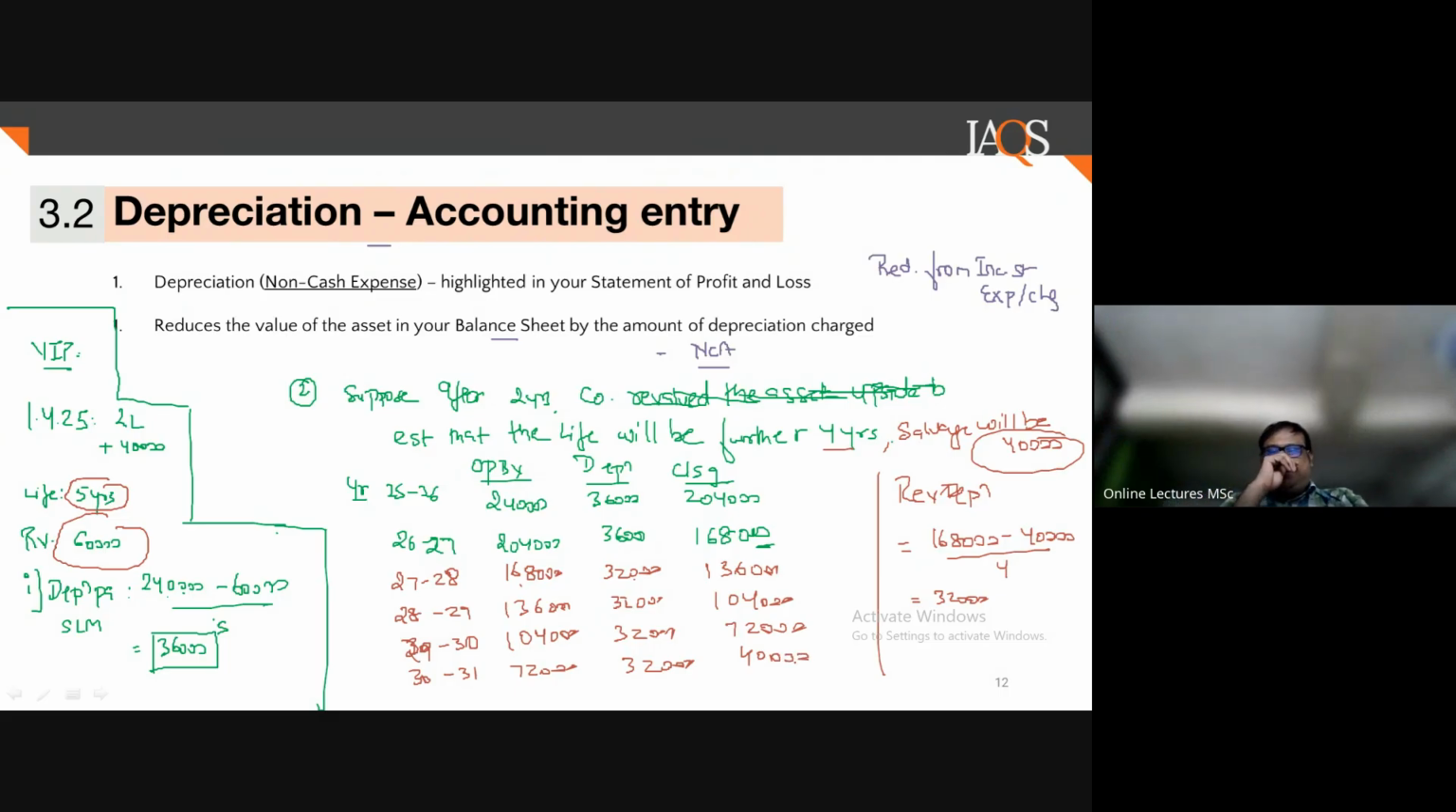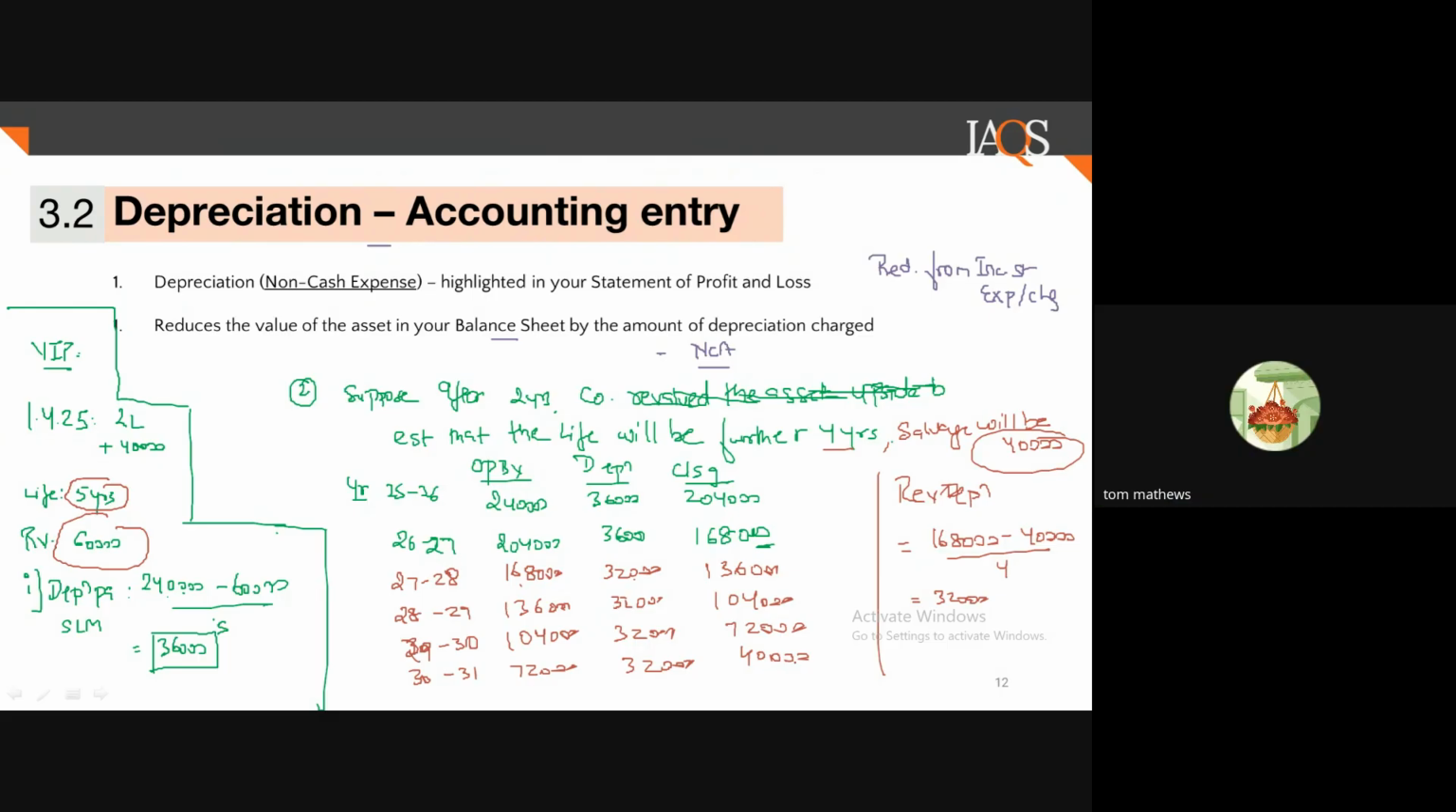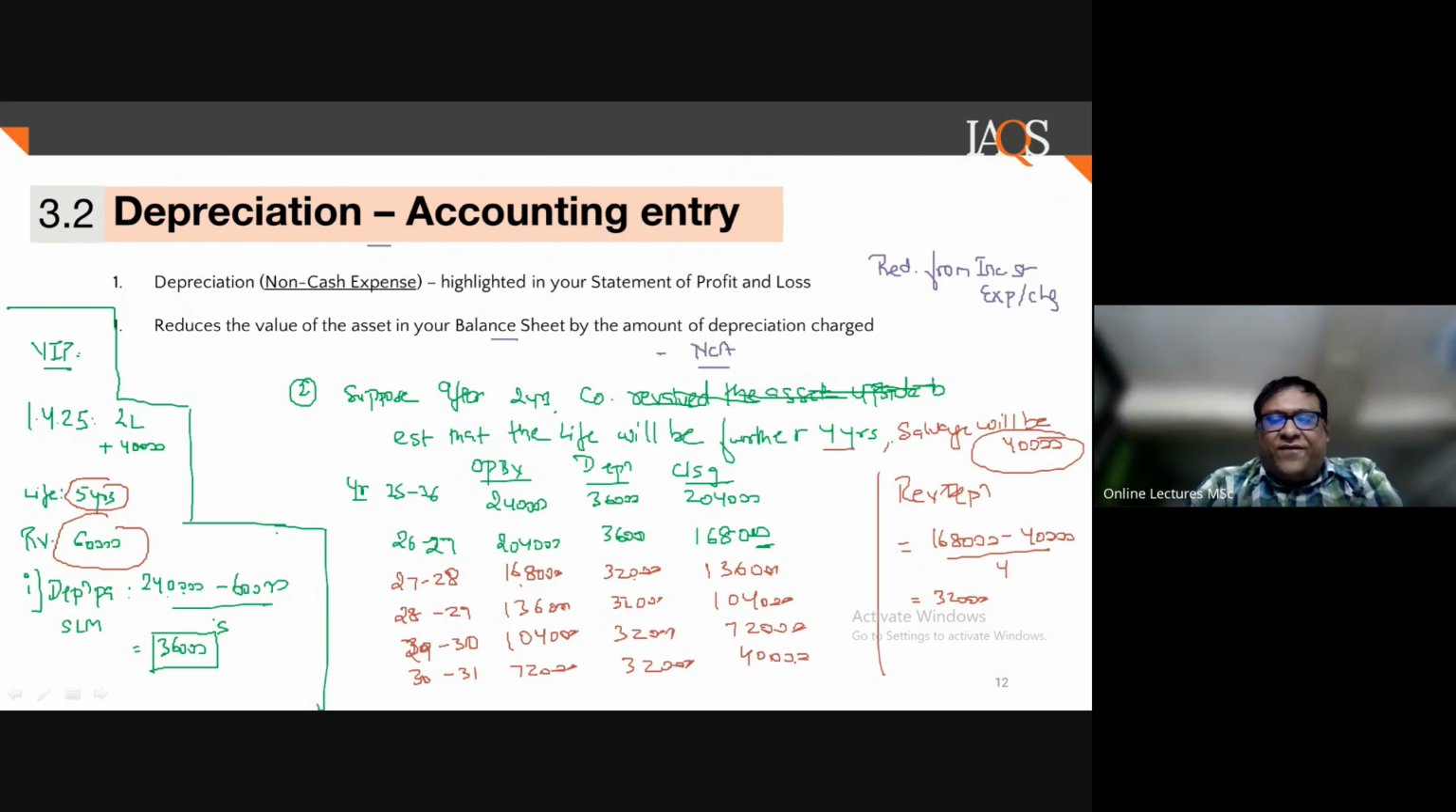Clear? Yes. Please note this down. It's a very important example. Done? Yes, I'm doing it simultaneously because the concepts are clear now. So we can write it first.